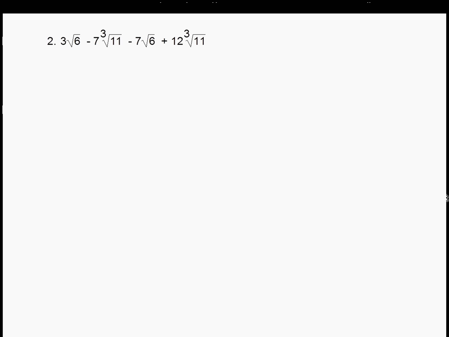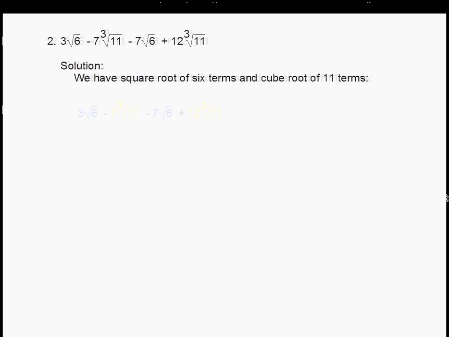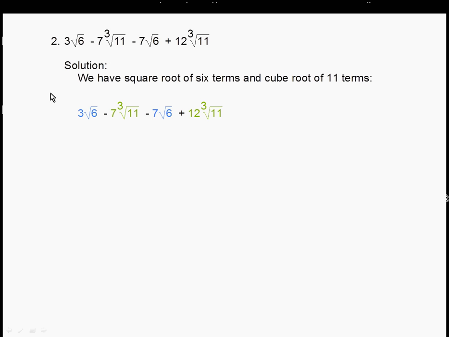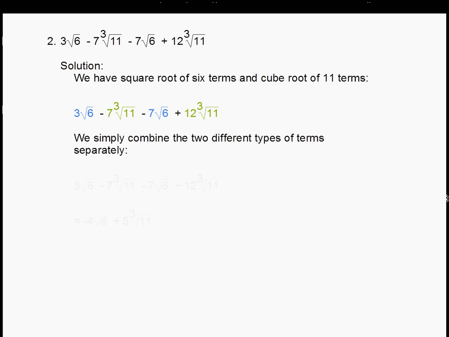Number 2: 3 square root of x minus 7 times the cube root of 11 minus 7 times the square root of x plus 12 times the cube root of 11. So you've got square root of x terms and cube root of 11 terms. I want to combine the square root of x terms, and I want to combine the cube root of 11 terms. So combine what's in blue, combine what's in green. So I have minus 4 square root of x plus 5 cube root of 11. It doesn't matter in what order you write these. Just be sure you get the signs correct and the coefficients correct.